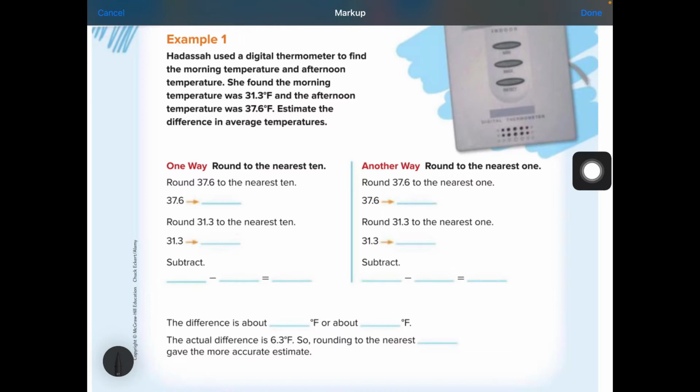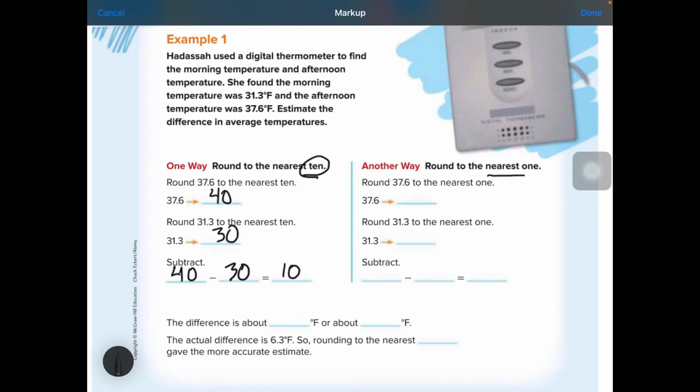Okay, let's begin. One way is round to the nearest 10. So we can round 36.6 to the nearest 10, which is closer to 40 than it is to 30. So that's rounding to the nearest 10. We can round 31.3 to the nearest 10. 31.3 is closer to 30 than it is to 20 or to 40. So then we can take 40, subtract 30 to give us an answer of 10.